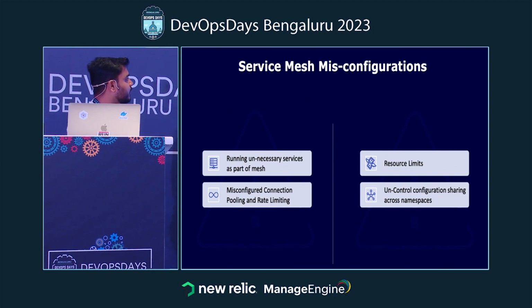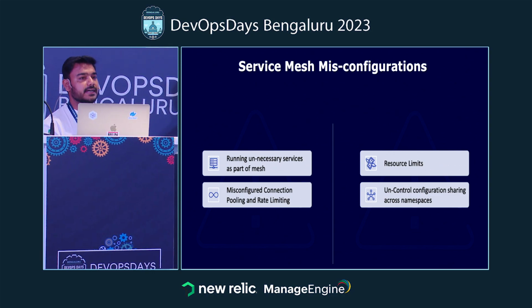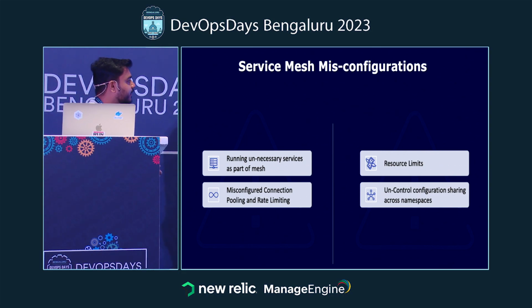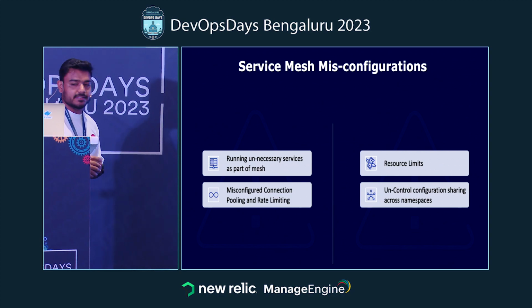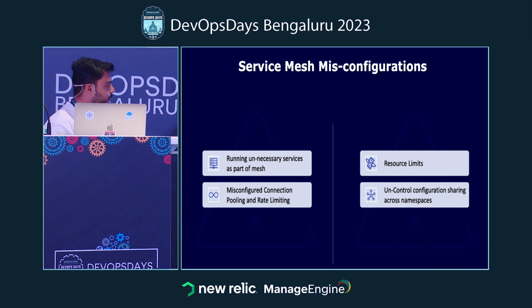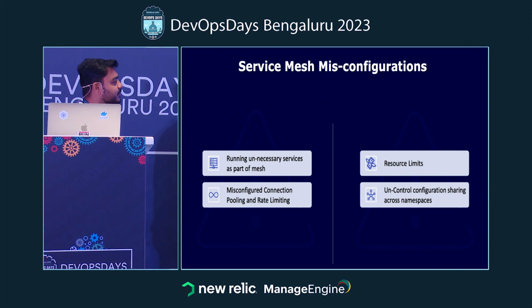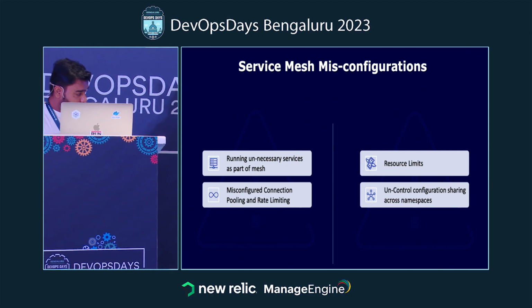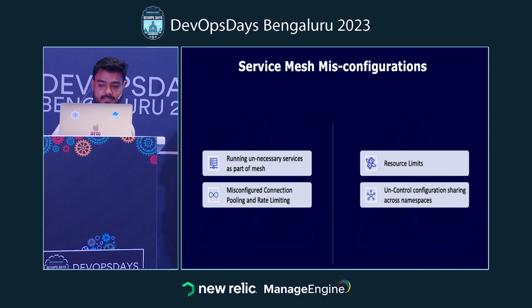Just continuing from the last slide, Anchal already discussed the misconfigurations that people generally make while they set up the service mesh and when they deploy the applications. We also made the same mistake. We followed the same misconfigurations, and somehow these misconfigurations ended up causing a very big revenue loss for us and a lot of application downtime.